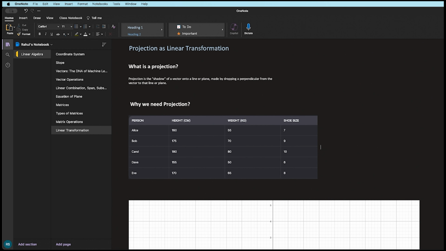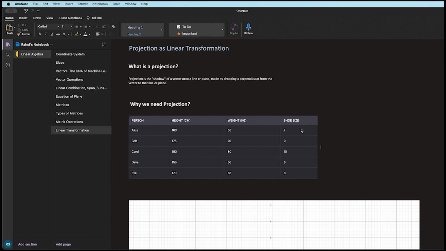So why do we need a projection? For example, you can see here the sample data set. Here each individual person has the height, weight and shoe size. So if you want to plot and visualize this data set, it will be a three-dimensional space. It will be on a 3D axis because it has 3 columns, that is three-dimensional features. We can say this data set contains 3 features.